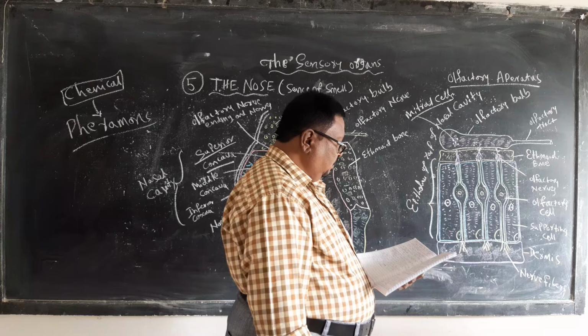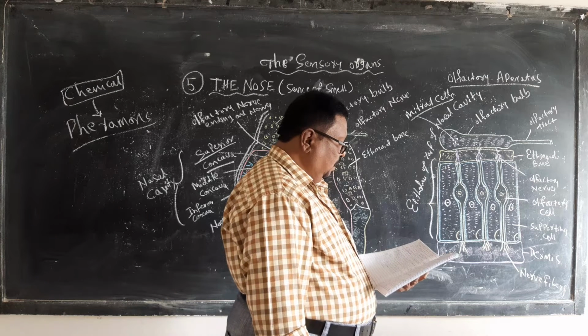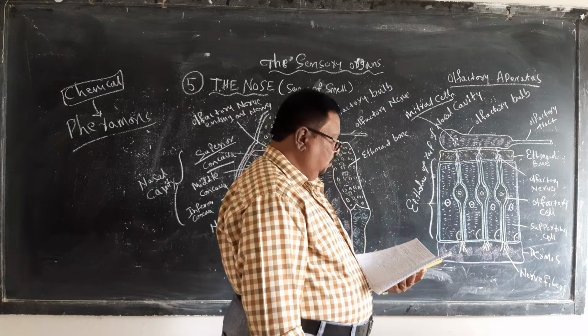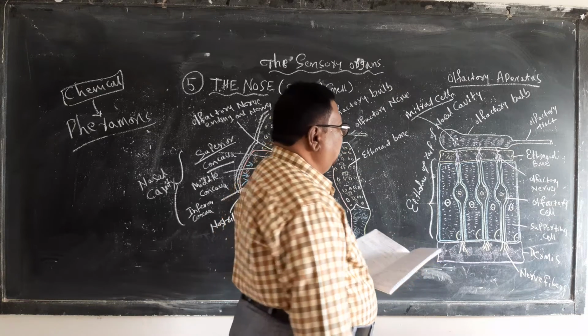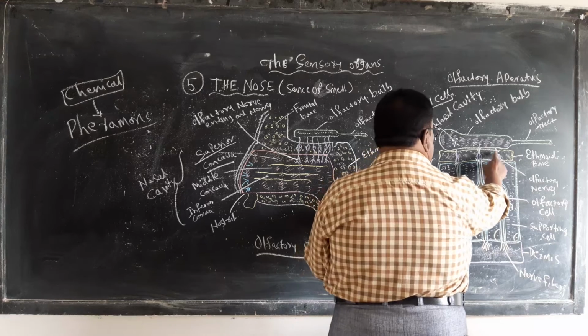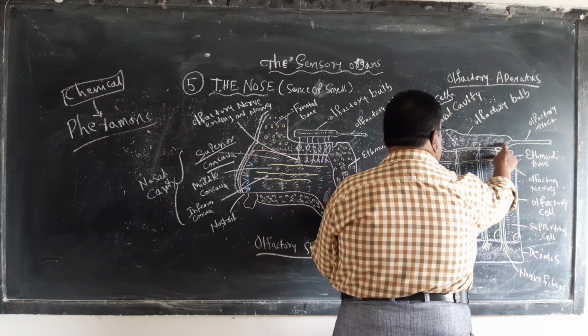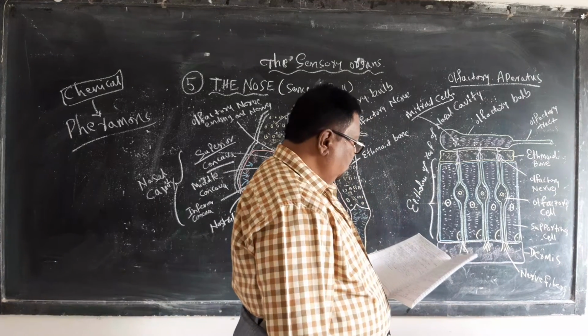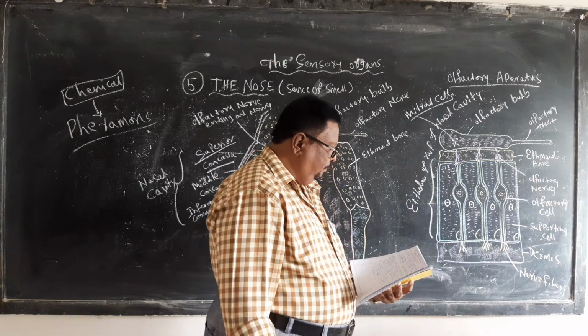The olfactory nerves, the olfactory bulb and the olfactory tract convey the messages or the impulses to the brain.